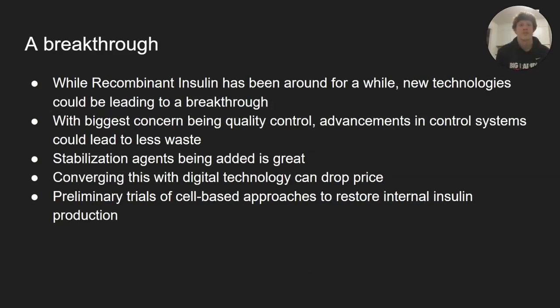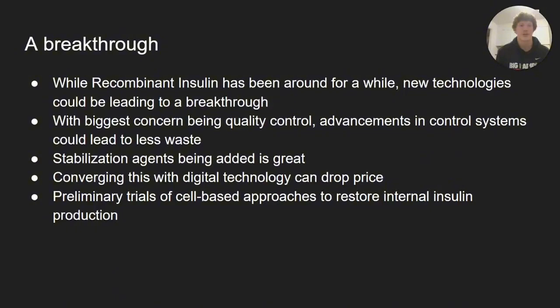A breakthrough. While recombinant insulin has been around for a while, new technologies could be leading to a breakthrough. With the biggest concern being quality control, advancements in control systems and process analytical technology could result in less waste. Scientists are playing around with adding stabilizing agents, which is especially helpful for people without access to refrigeration. Converging this with digital technology could significantly reduce the price.